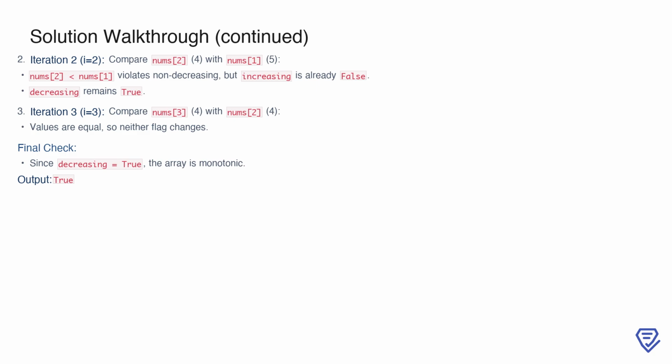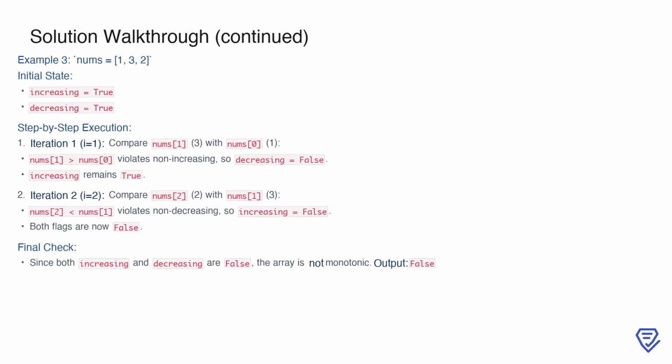In the third iteration, we compare nums[3], 4 with nums[2], 4. Since the values are equal, neither condition is violated, so both flags remain unchanged. At the end of the iterations, since decreasing is still true, the array is monotonic, and the function would return true in this case as well. Now, let's consider a third example where nums equals 1, 3, 2.